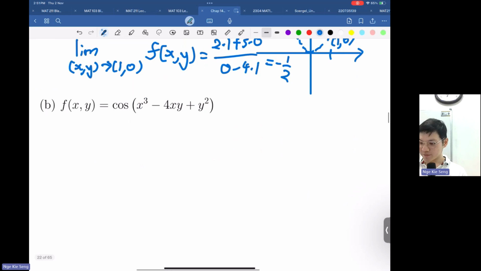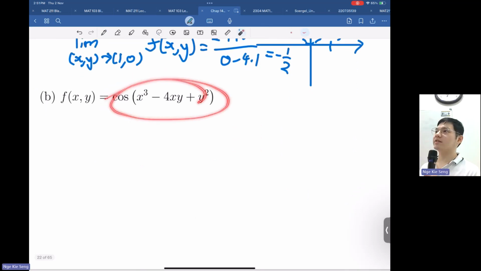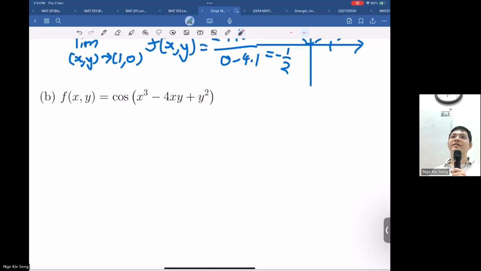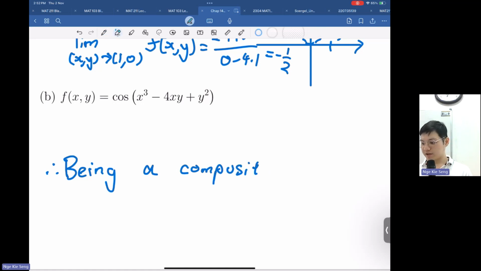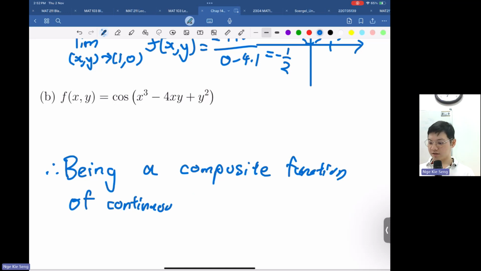How about the last one? Is this continuous or not? Why? This is a composite of continuous functions. You have a polynomial and then you compose with a trigonometric function. Trigonometric functions are continuous and polynomials are continuous at every point, so this is a composition. The conclusion is that, being a composite function of continuous functions, this function on R2, f, is continuous.